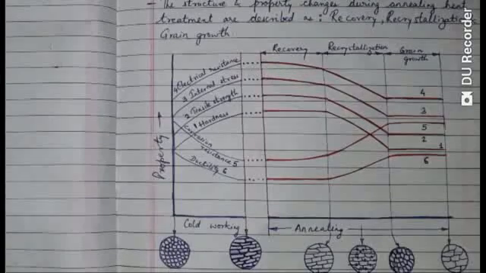And as you can see, as we go through the recovery phase, the hardness, tensile strength, internal stress and electrical resistance decrease, and when we go to the recrystallization phase, the corrosion resistance increases and ductility also increases.